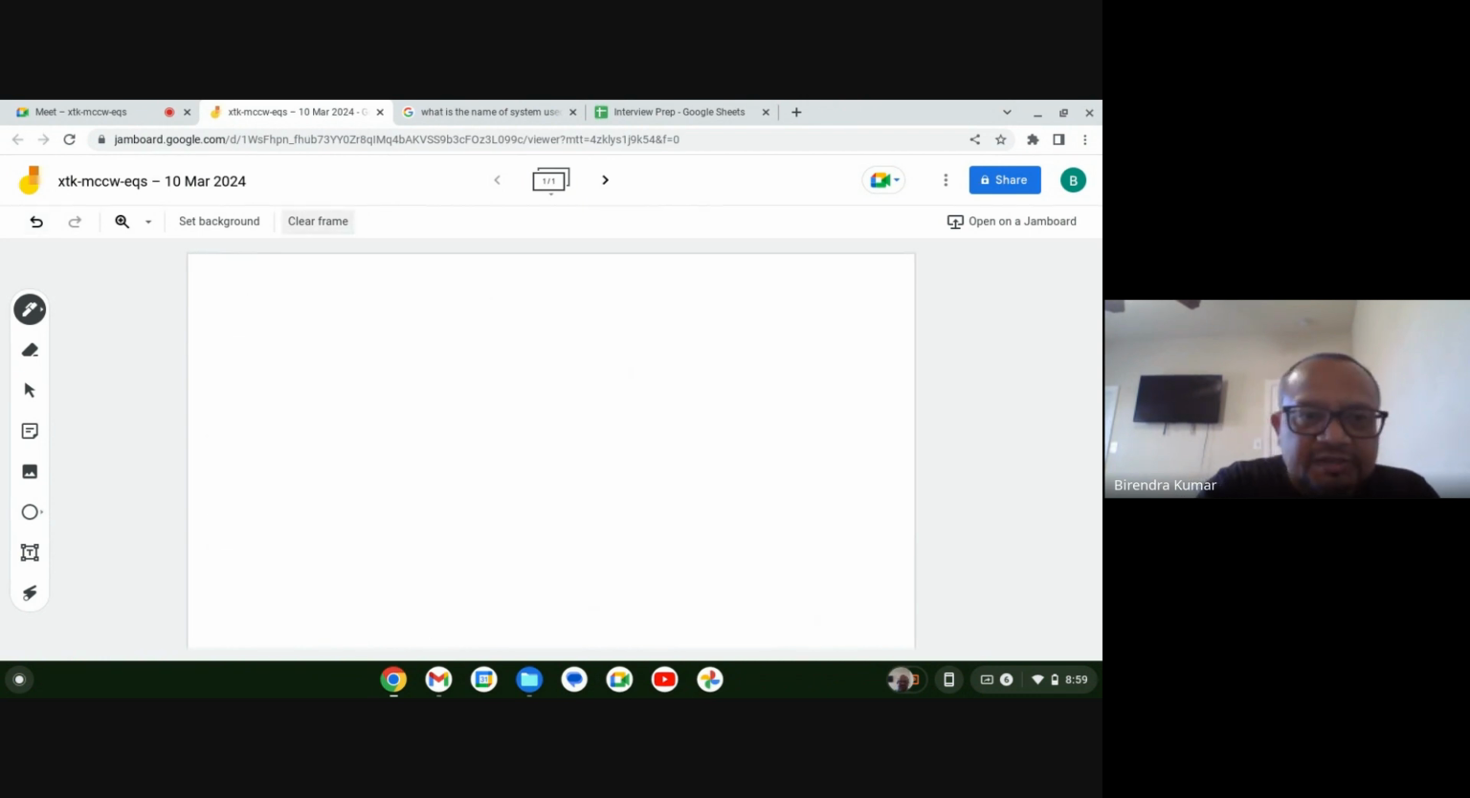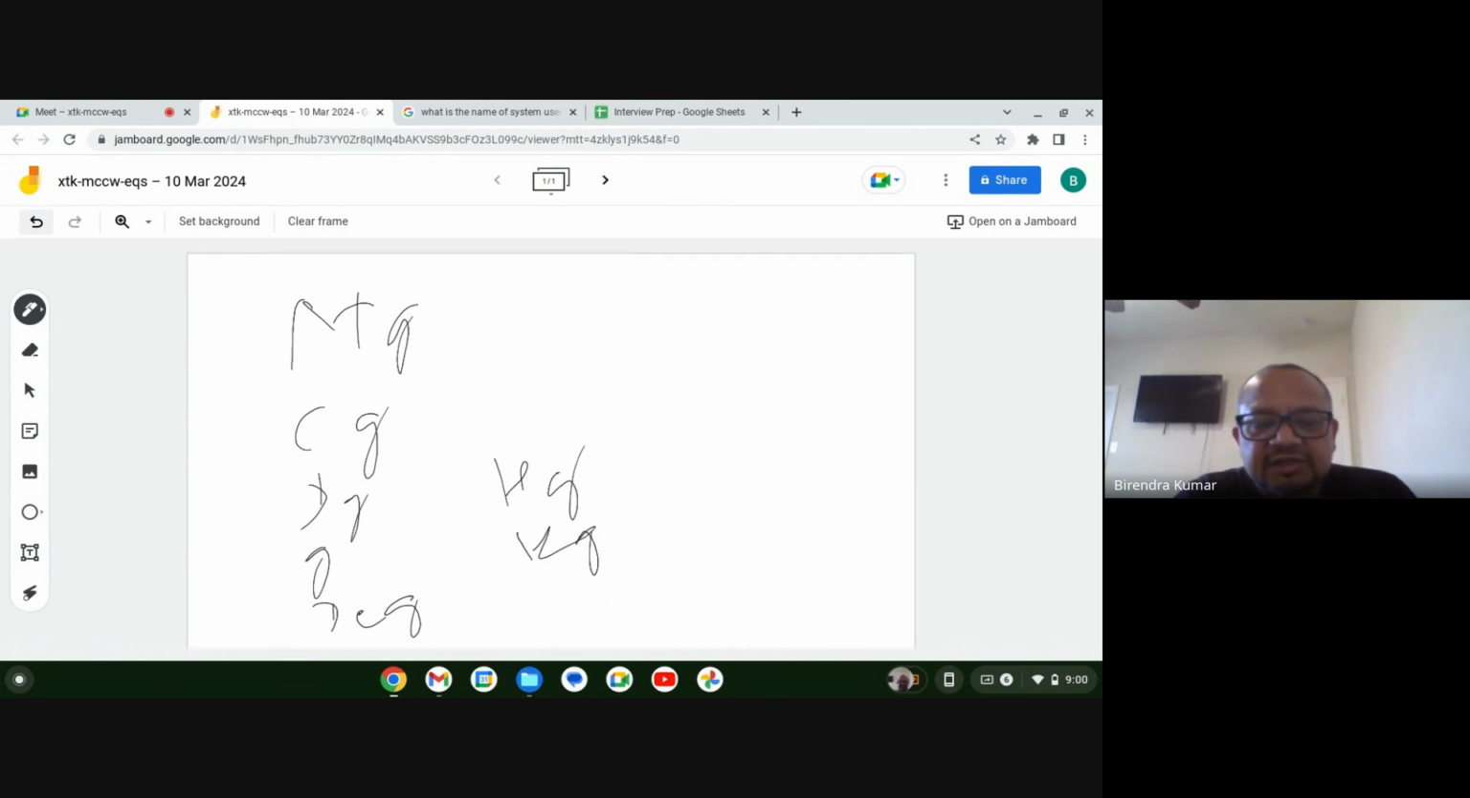Let's do it with milligram, centigram, decigram, gram, decagram, hectogram, kilogram. Now somebody says convert 1 kilogram to centigram. 1 kilogram equals how many centigrams? What will we do?